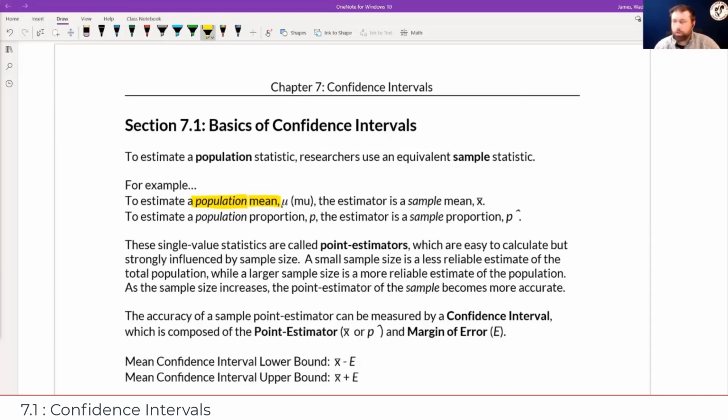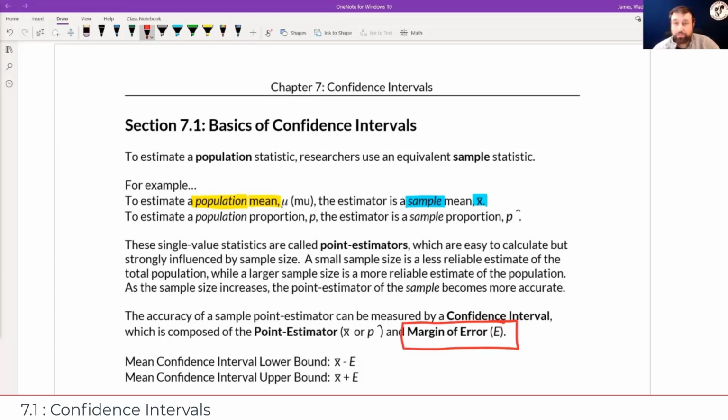And so what we would do instead is we would go out and we'd take a sample, okay? And we would calculate a sample mean, a sample average. So maybe we go out and we sample the students in the statistics class. So I say, okay, everybody report what your height is, and everyone reports their height, and I average it, and I get a sample mean, okay? From that sample mean, I can calculate something called a margin of error.